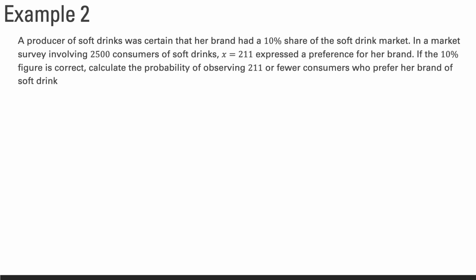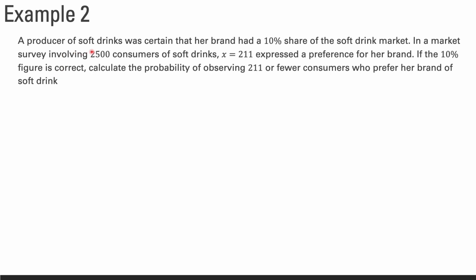Okay, in our example number 2, a producer of soft drinks was certain that her brand had a 10% share of the soft drink market. In a market survey involving 2,500 consumers of soft drinks, X equal to 211 expressed a preference for her brand. If the 10% figure is correct, calculate the probability of observing 211 or fewer consumers who prefer her brand of soft drink. This also follows the binomial probability distribution.